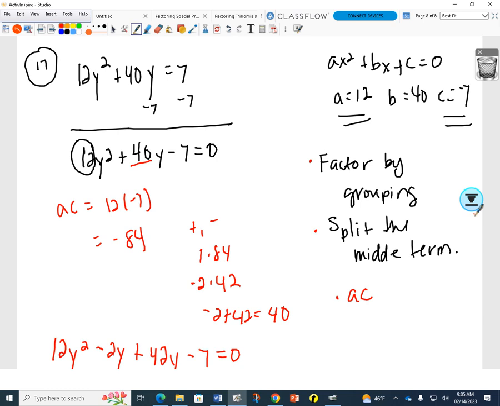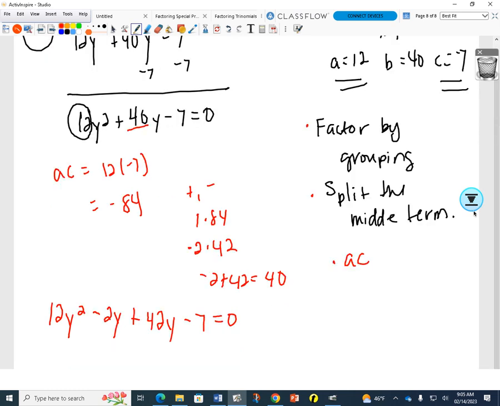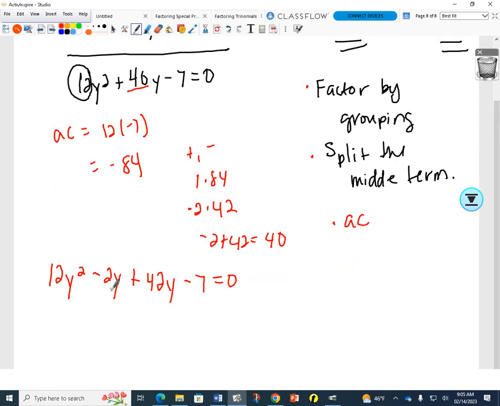So negative 2y plus 42y equals 40y. The 12y squared stayed the same, the minus 7 stayed the same. I've not changed the value of my equation, I just changed the form. Now that we have 4 terms, anybody remember how to factor by grouping?